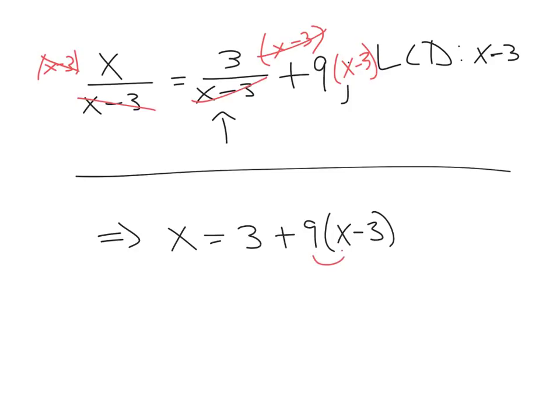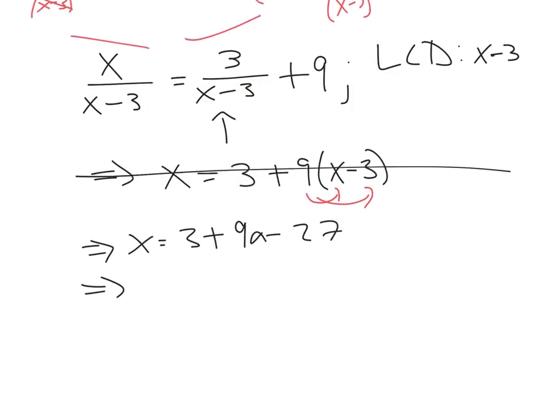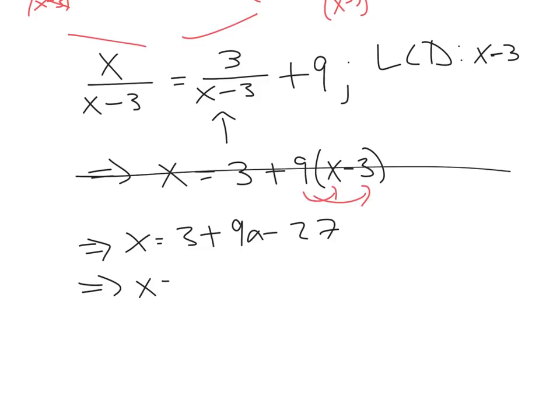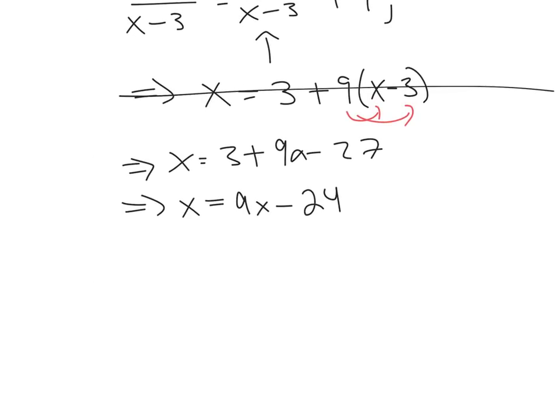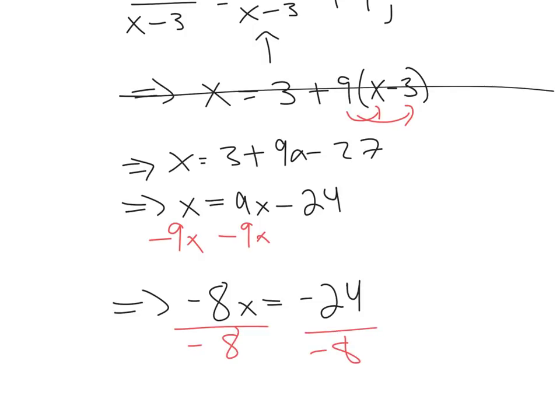where if we were to solve this, distribute that 9 through, and get x is equal to 3 plus 9x minus 27, or x equals 9x minus 24. Here we have a simple solution. We subtract 9x from both sides, and we get negative 8x is equal to negative 24. We divide by negative 8, giving us a final answer of x equals 3.